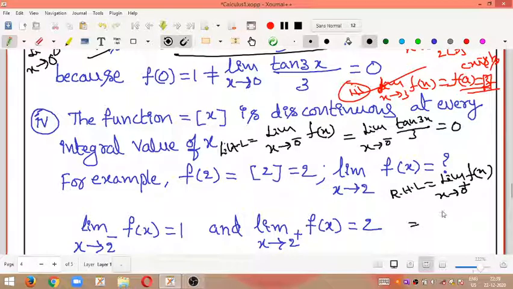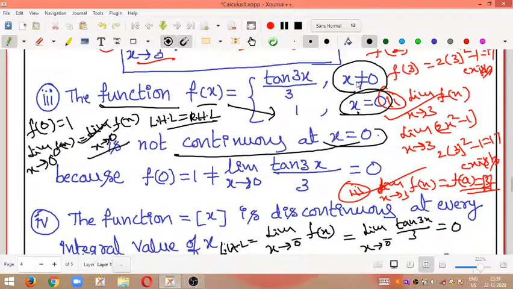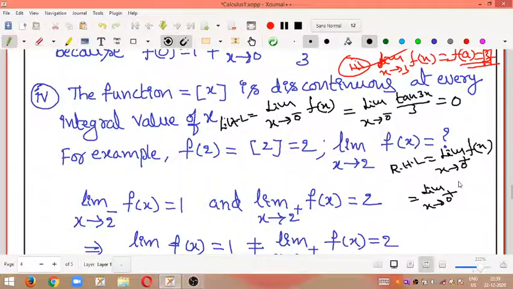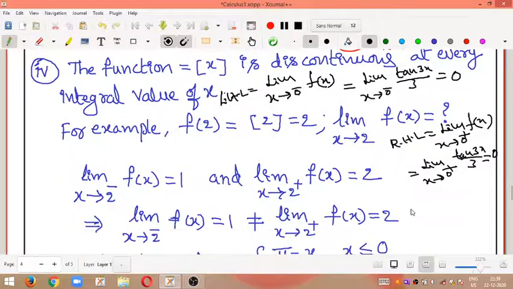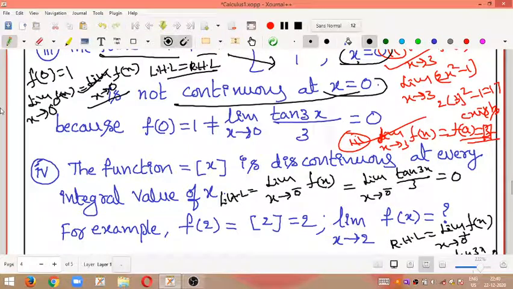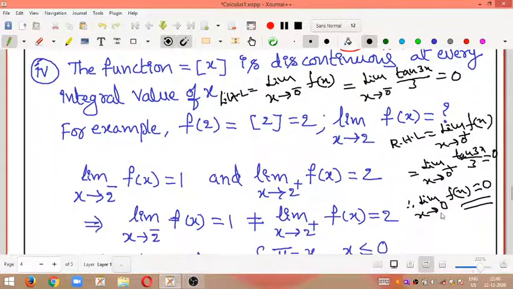So 0 plus means not equal to 0. Again in this case the function is tan 3x by 3, so this value is 0. Therefore the limit as x tends to 0 of f of x is 0. So here f of 0 is 1, but the limit as x tends to 0 of f of x is 0. So f of 0 is not equal to the limit as x tends to 0 of f of x. That means the third condition is not satisfied.